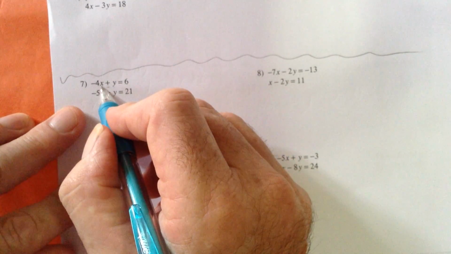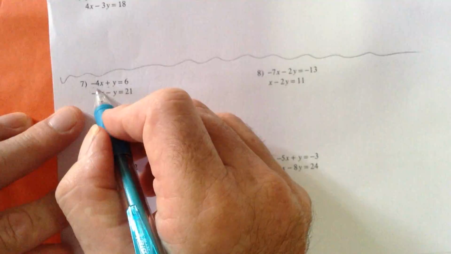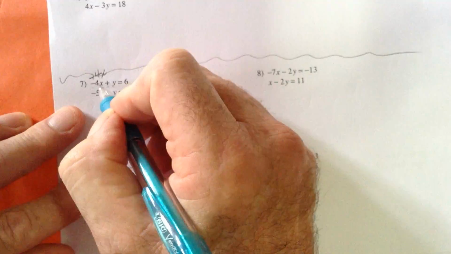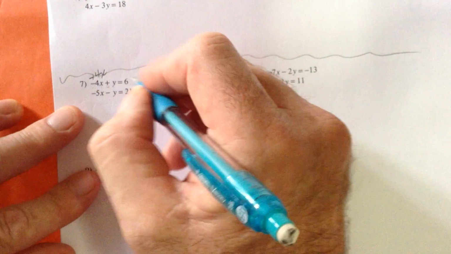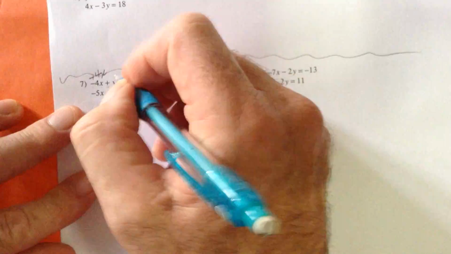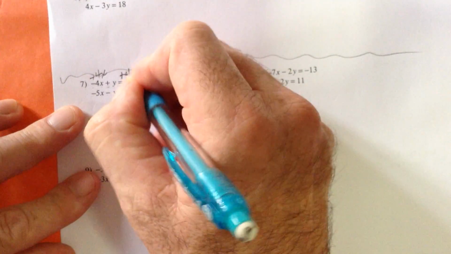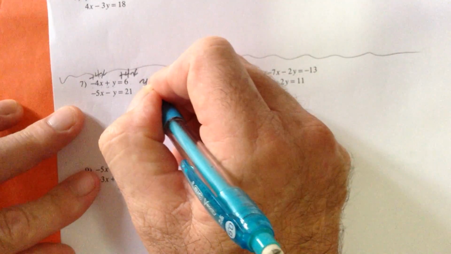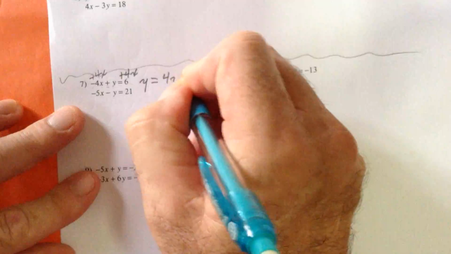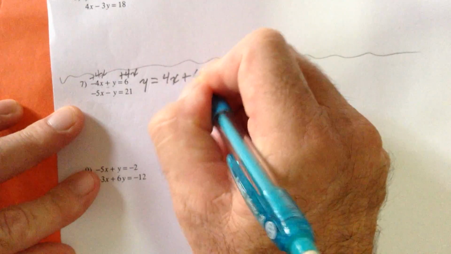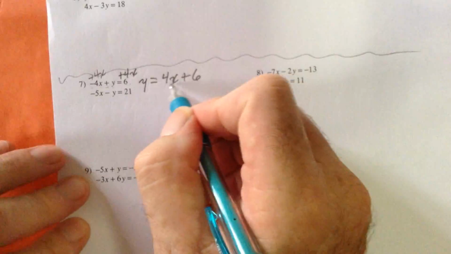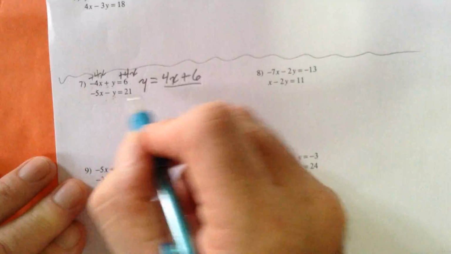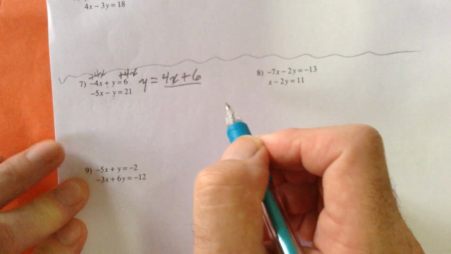So to get the negative 4x over to the other side, the opposite of negative 4x is a positive 4x. If I do that, negative 4x plus positive 4x becomes 0 and leaves y by itself. But I have to do the same over here, positive 4x to keep it balanced. So now I have y isolated: y equals 4x plus 6. So now I can substitute that into this one. I can put y in as 4x plus 6 and then solve the problem.